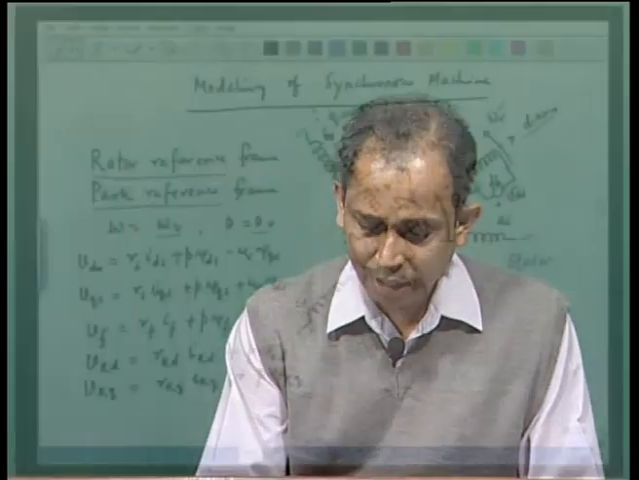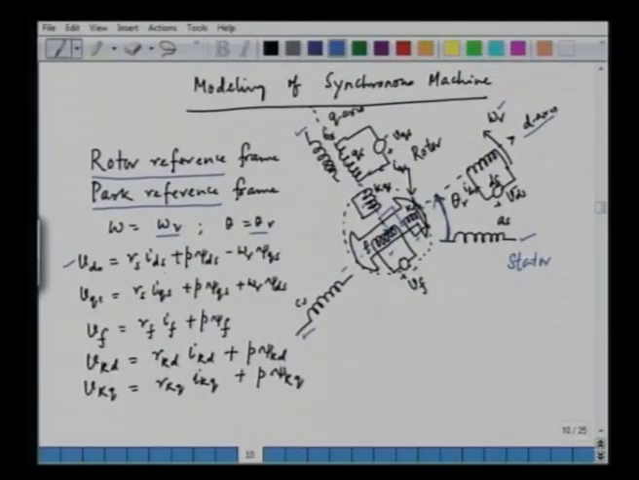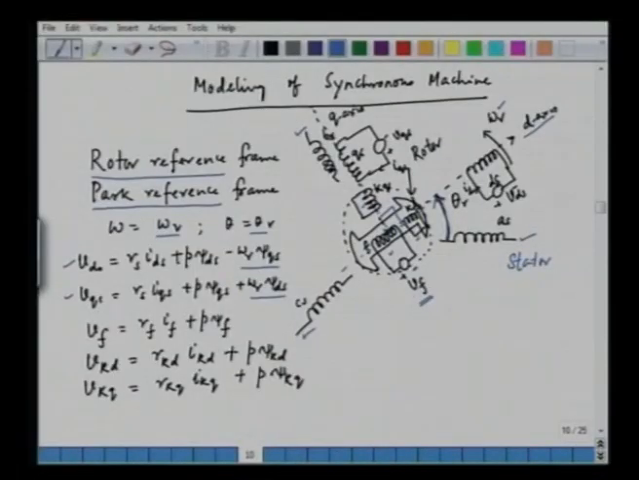So, we can write V ds equal to Rs i ds plus p psi ds minus omega r psi qs. This is the rotationally induced EMF in the D axis, and similarly V qs is equal to Rs i qs plus p psi qs plus omega r psi ds. This is the rotationally induced EMF in the Q axis. The field winding is excited independently by a DC source. This is the field winding and this is our field current, IF. So, VF equals RF IF plus p psi F.